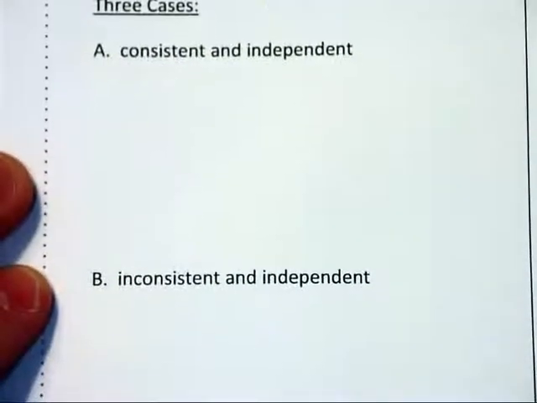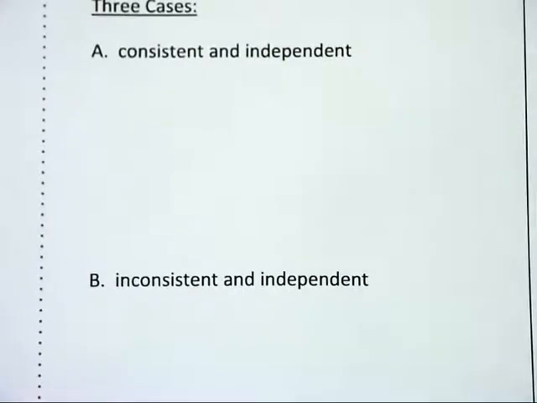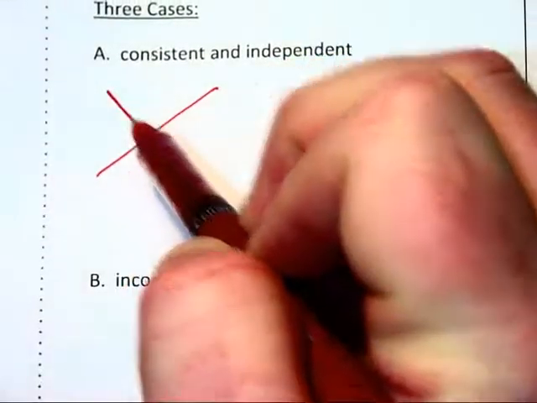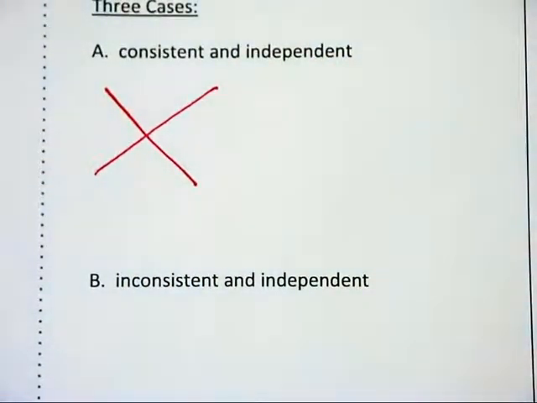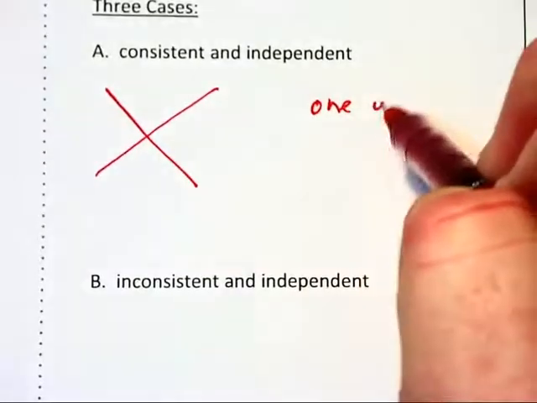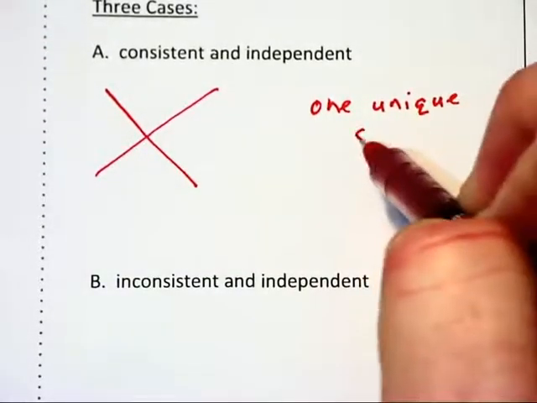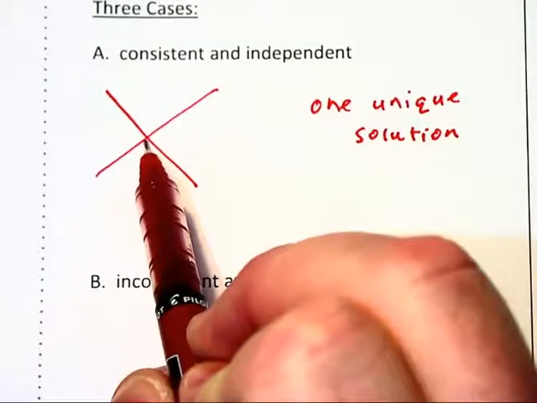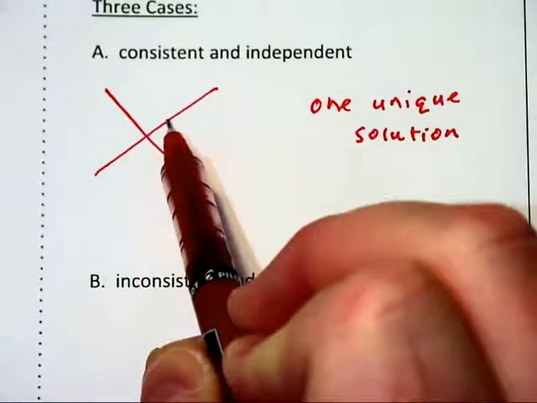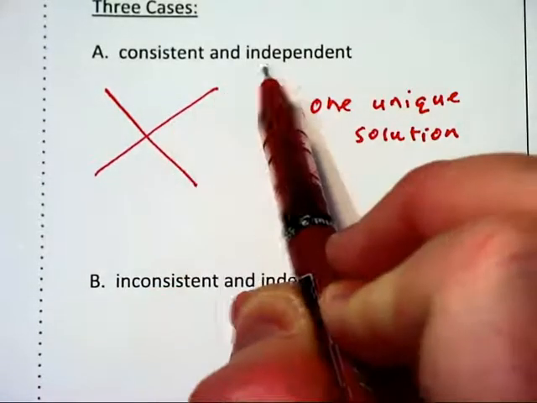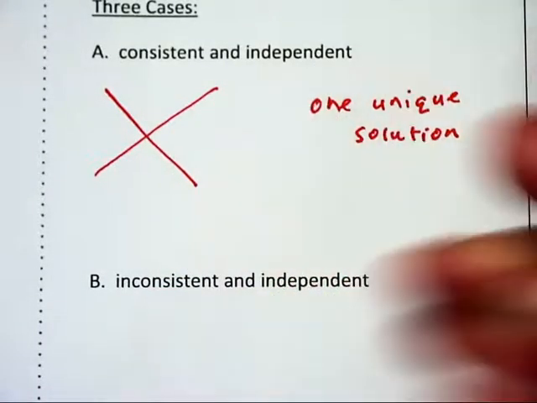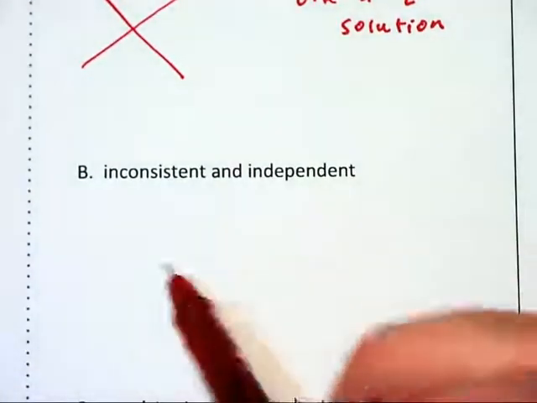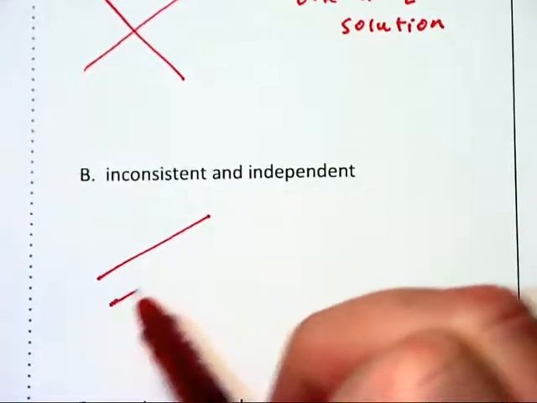Now let's look at three cases here. In the first case, we have consistent and independent lines, or equations. This is where two lines cross and have one unique solution. Having a solution means that the system is consistent, and since the lines are unique, that means the system of equations is independent. In the second case here, we have inconsistent and independent lines.